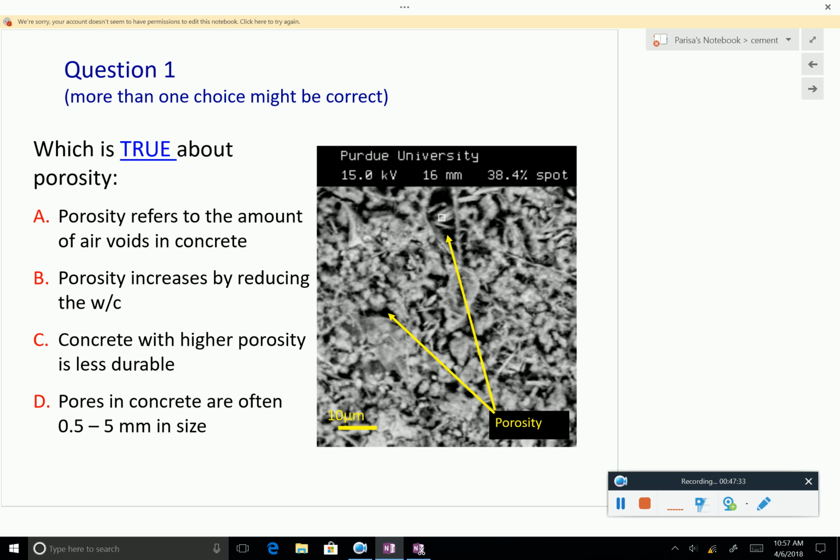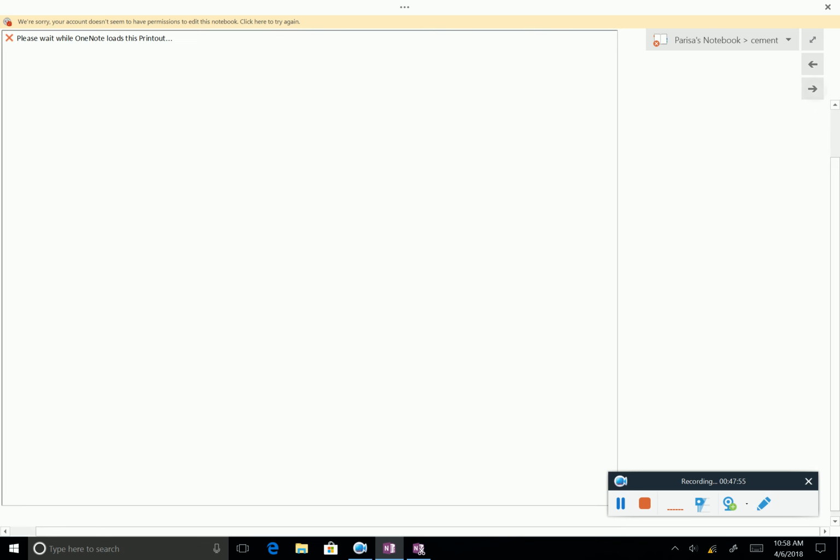And D, why is D wrong? The pores are always between 0.5 and 5 millimeters. No, they can be much smaller, much smaller. So that's also wrong. So the answer is really C. When you have higher porosity, you are less durable. And remember what durability is.